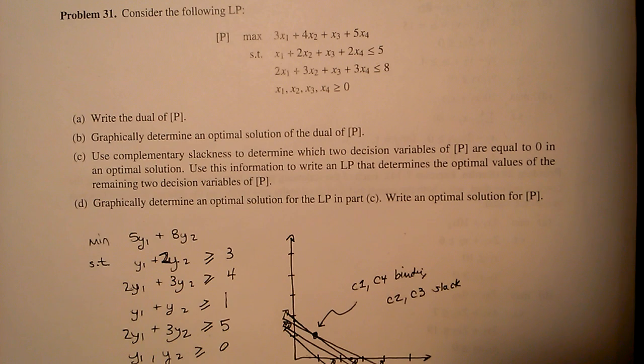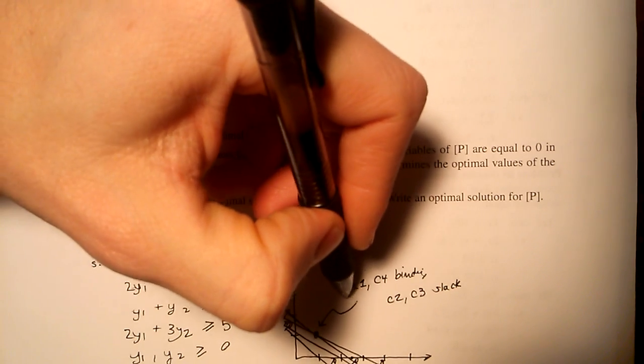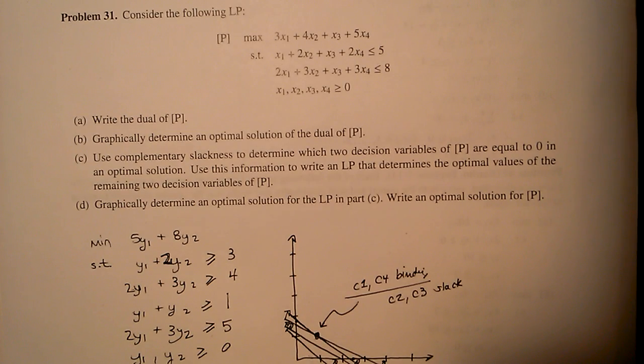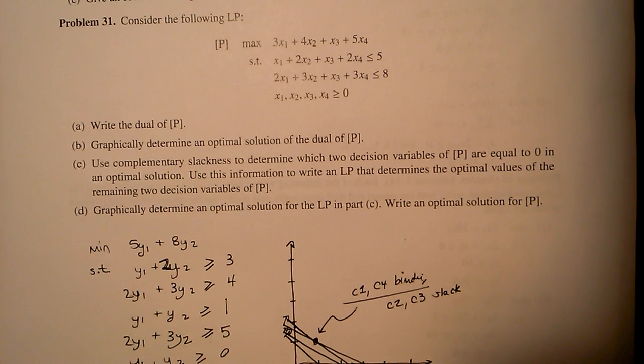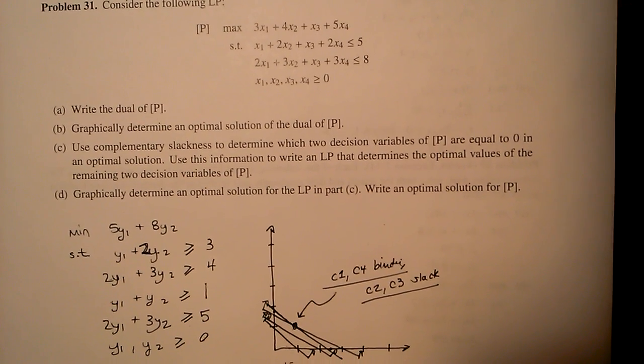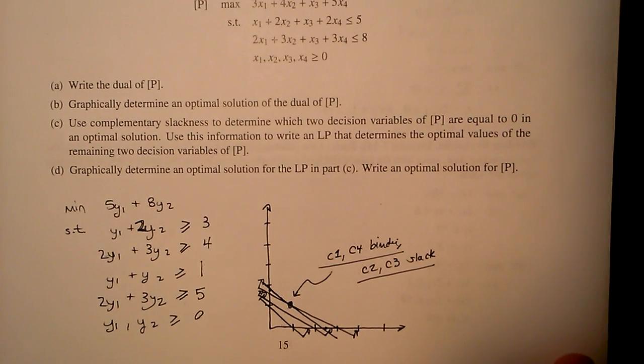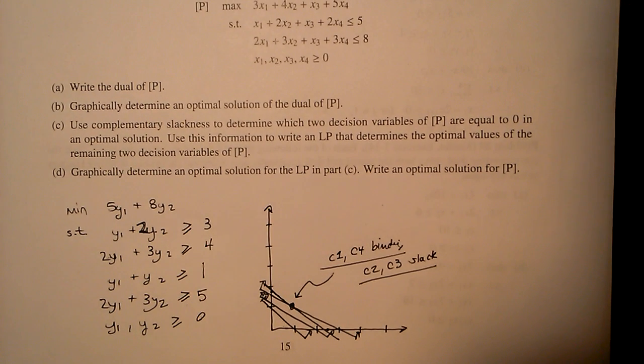Anyways, the point is that this extreme point, which is optimal, is determined by the intersection of constraints C1 and C4. Or we would say that C1 and C4 are binding constraints, okay? Turns out the other 2 constraints are slack. That's just what I've said here. C2 and C3 are slack. Let me try and move this up a little bit. There we go. Okay, we're going to use that information in part C, which asks us to use complementary slackness to determine which 2 decision variables of the primal problem are equal to 0 in an optimal solution.